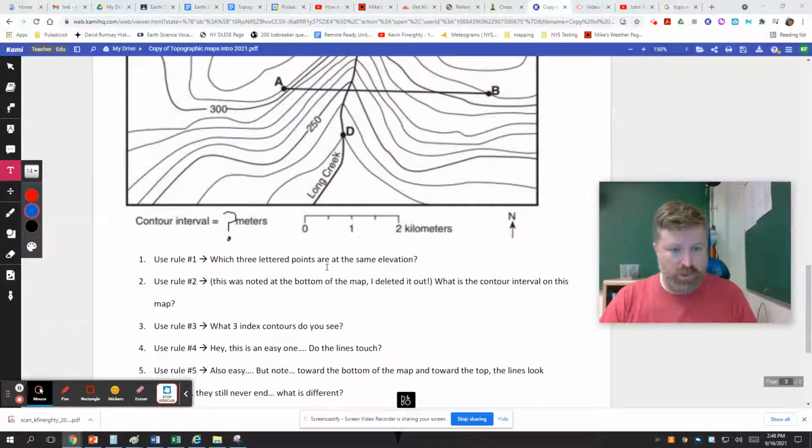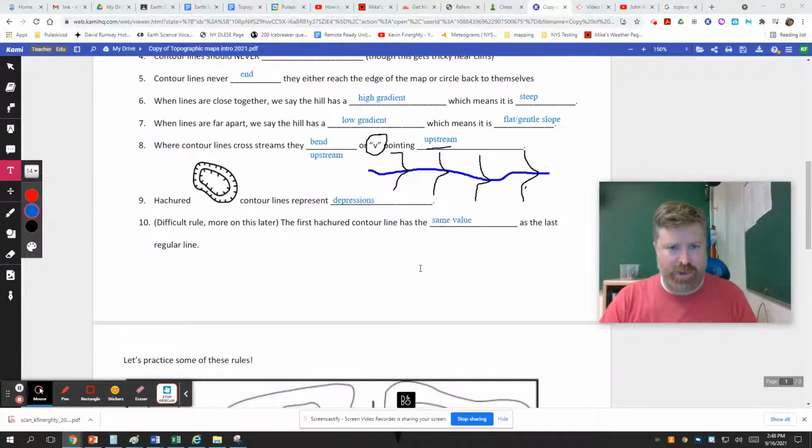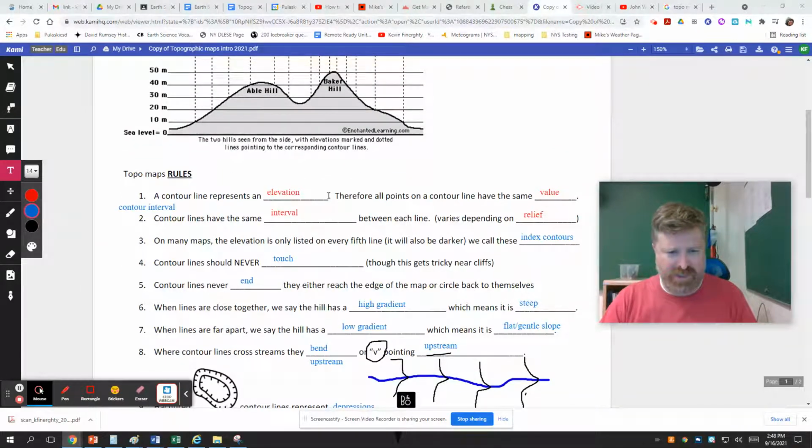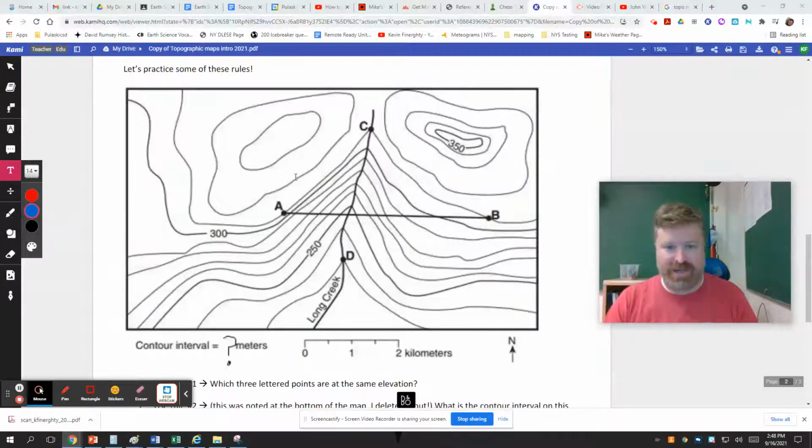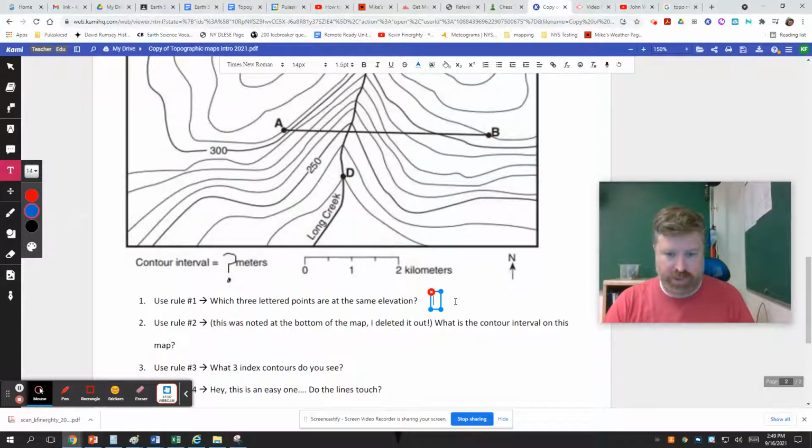All right. So using rule number one, which three-letter points are at the same elevation? Rule number one states that a contour line represents an elevation, therefore all points on a contour line have the same value. So you got A, B, C, and D here, and A, C, and B are all on that line, all at what we're going to call in a few minutes 310 meters above sea level. D is lower. D is going to be down to 230, it looks like. All right, so this should say A, B, and C.